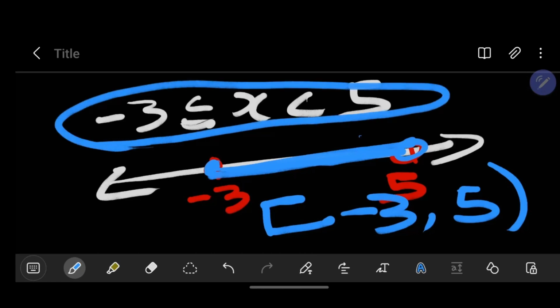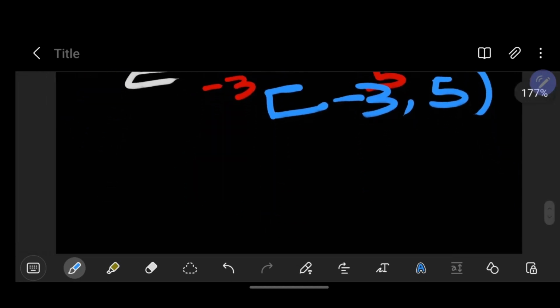Very important, understand how to read the inequality up here. We start with x, so in this case x is greater than or equal to minus 3, and x is less than 5. Let's move on to another example.